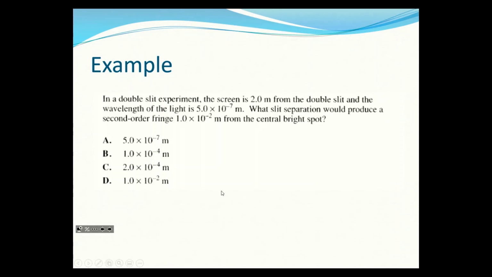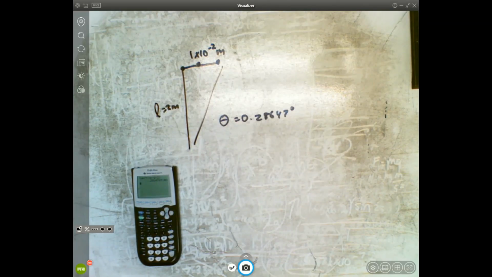meters. So if we check that, we tan -1 opposite over adjacent, we get our angle to be 0.28647 degrees. So we can use either formula, and we're going to get the exact same answer because that angle is so small. And the smaller the angle, the closer our answers are going to be.